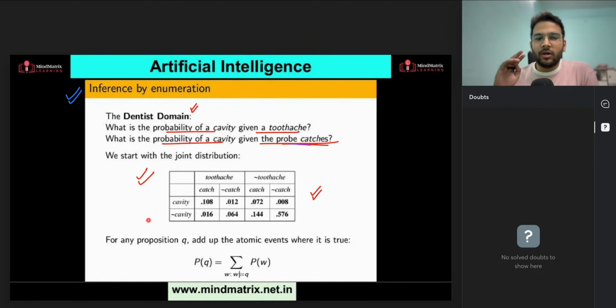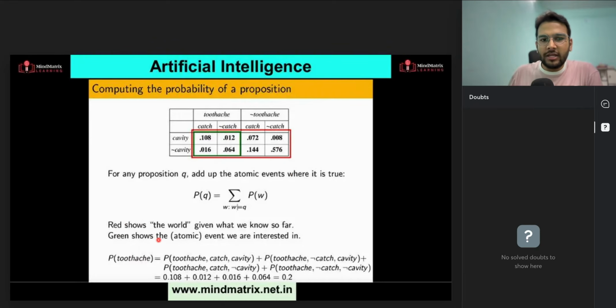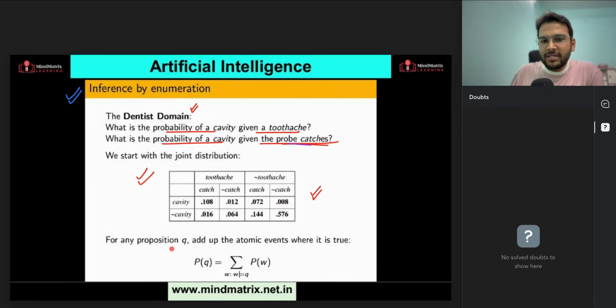Okay. Now, can I say all these 3 random variables have 2 possible values? For toothache also you can have 2 possible values. For catch also you can have 2 possible values. For cavity also you can have 2 possible values, right? Okay. Now let's say this. If I ask you a simple question: what is the probability of toothache? Just by seeing this joint distribution, can you tell me what values you are going to add to find the probability of toothache?